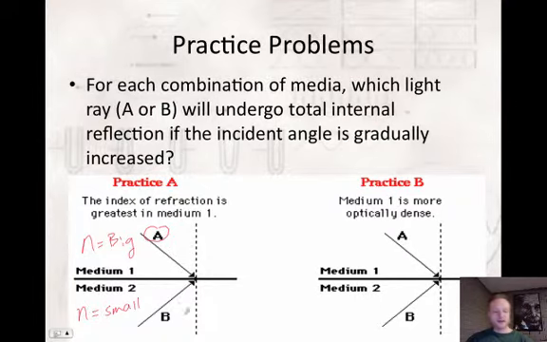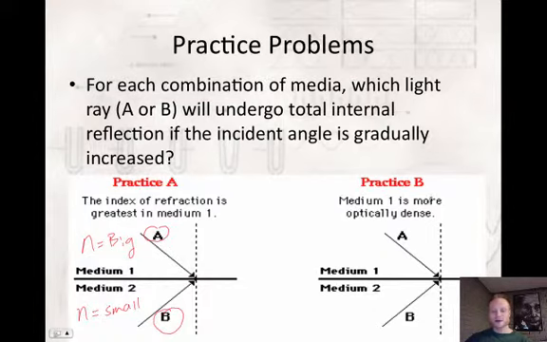Could it happen here where this light ray B is going from a small index of refraction to a big one? And the answer is no, because it's going from a small to a big n value. Remember, n is actually looking at how optically dense the medium is. That would be from a previous lesson that I talked about. So this light ray B will never undergo total internal reflection because it's going from a small n to a big n, whereas this A certainly could because it's going from a big to a small n.